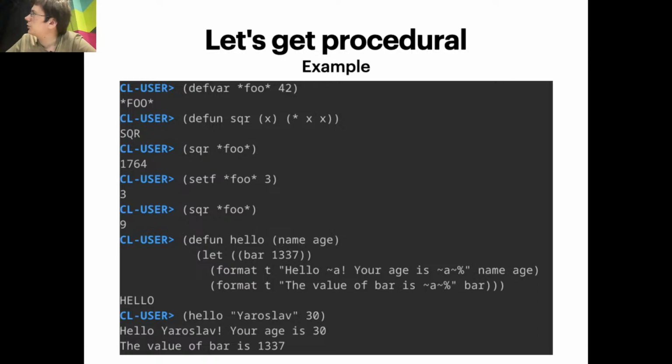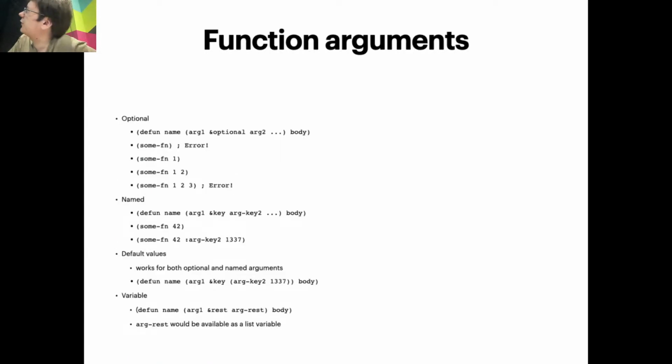Well, in our case the stream is our terminal or REPL. So we define this function, and then we call it with 2 arguments, a string and a number, and it substitutes these templates in the format strings, and we get our output on the bottom. But function arguments can be more complex than that.